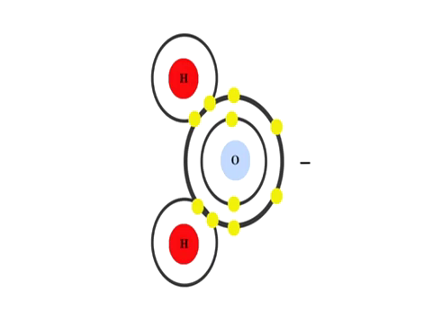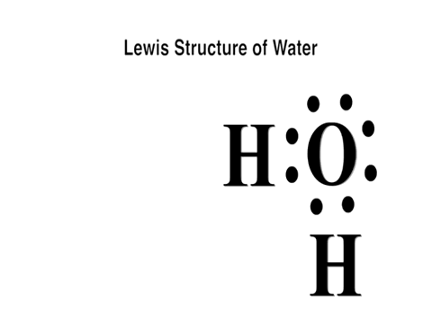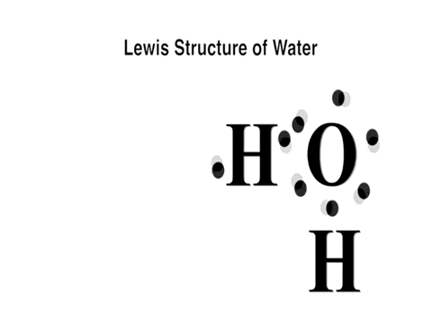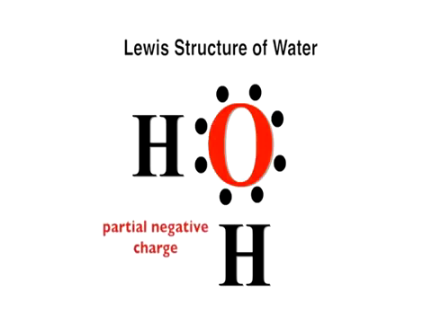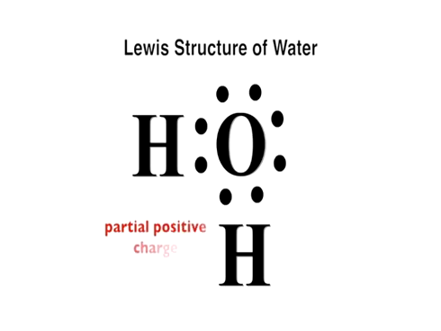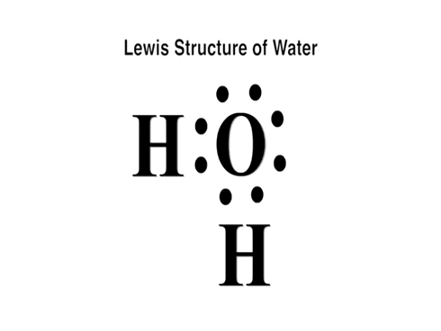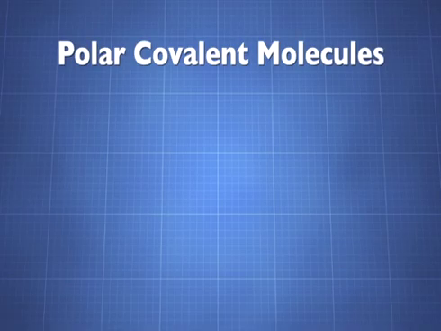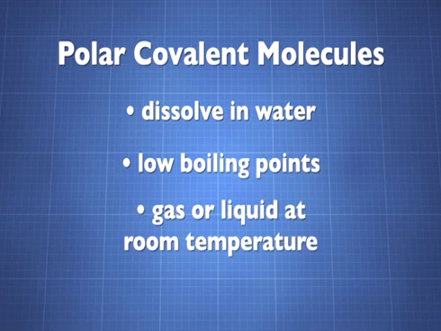This results in a molecule that is more negative at one end and more positive at the other, with 2 poles. This type of molecule forms a polar covalent bond. For example, in the water molecule, oxygen's greater electronegativity attracts electrons more to its atom than the hydrogen atoms. Therefore, the oxygen part of the molecule has a partial negative charge, and the hydrogen parts of the molecule have partial positive charge. These partial charges account for some of the properties of polar covalent compounds. Most polar covalent molecules dissolve in water, have low boiling points, and are typically gaseous or liquid at room temperature.